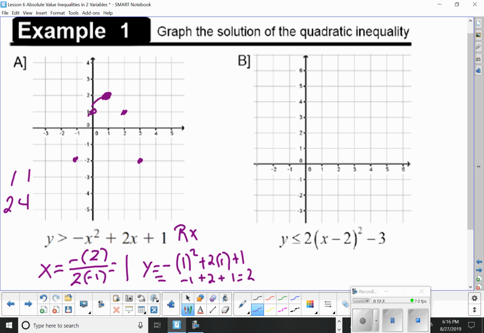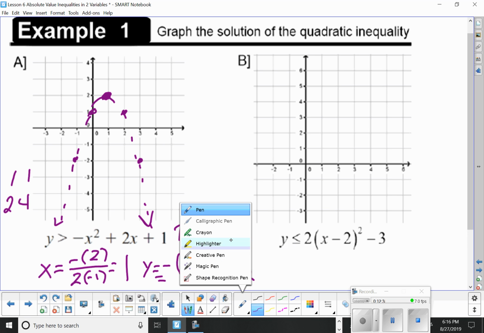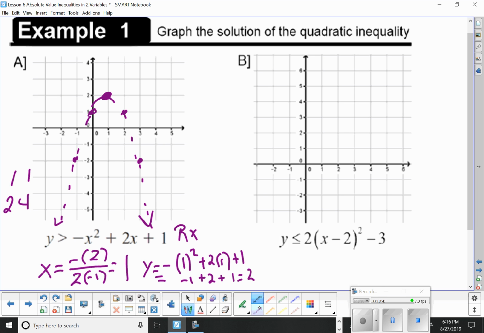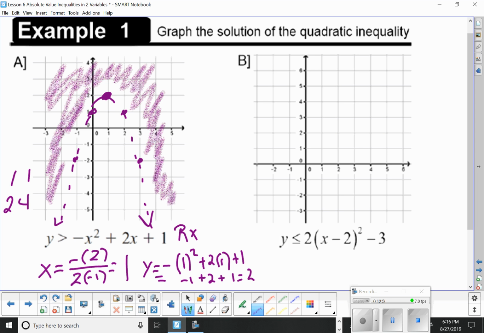Oops, if I can get my pen to write here. It's going to be dashed. And then because y is greater than, I'm going to shade above. So let's go get a crayon. And let's shade all of this area above. Okay. Notice I'm not trying to color everything in. I'm just indicating it's everything above. All right?